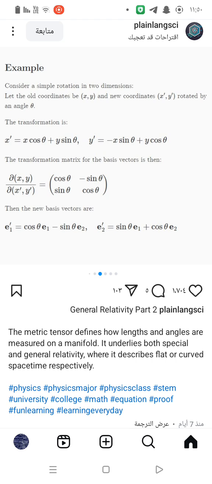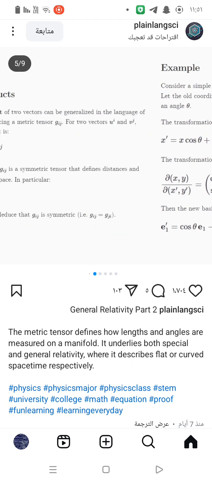The transformation matrix for the basis vectors is then del of the ordered pair x, y over del of the ordered pair x', y' equals cosine theta, sine theta, and the next column is negative sine theta, cosine theta. Then the new basis vectors are e'_1 equals cosine theta e_1 minus sine theta e_2. The e'_2 equals sine theta e_1 plus cosine theta e_2.